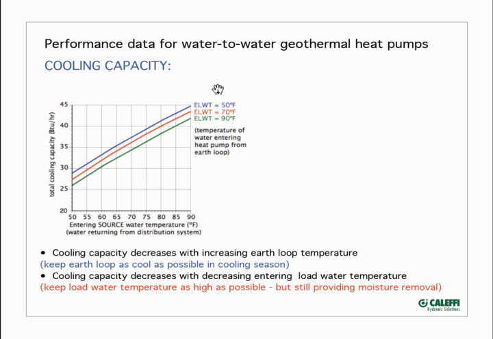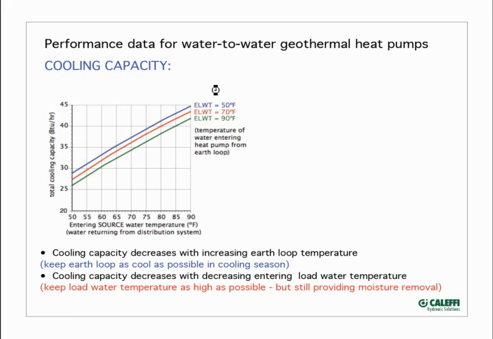The ELWT in the upper right corner, that is the entering load water temperature. It says temperature of water entering heat pump from earth loop. And you can see that the cooler the earth loop remains during the cooling season, and the warmer the distribution system, and this is now the chilled water distribution system, the warmer it can operate, the better the performance of the heat pump. So again, think of that temperature lift. Anything that brings the temperature difference between the source and the sink of the heat together is going to improve performance.